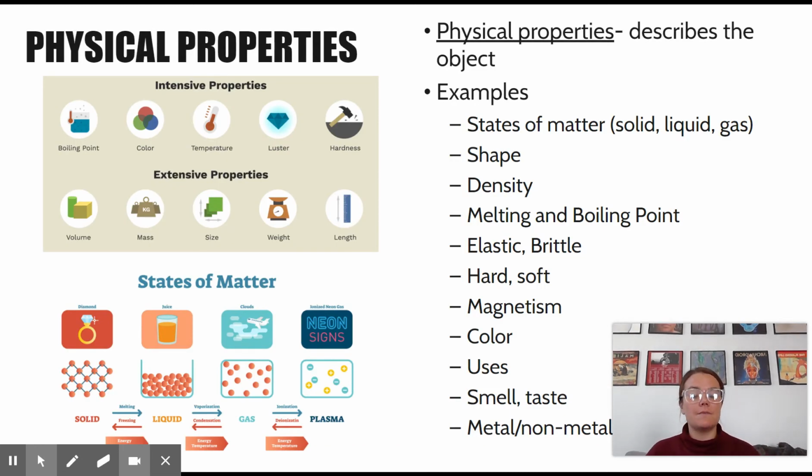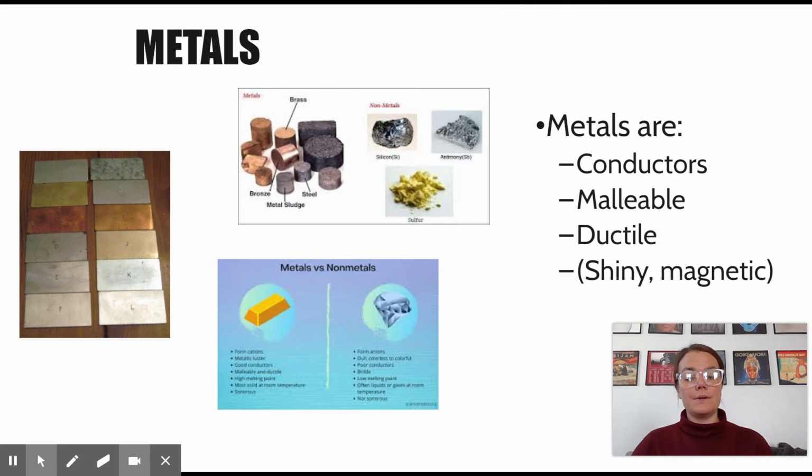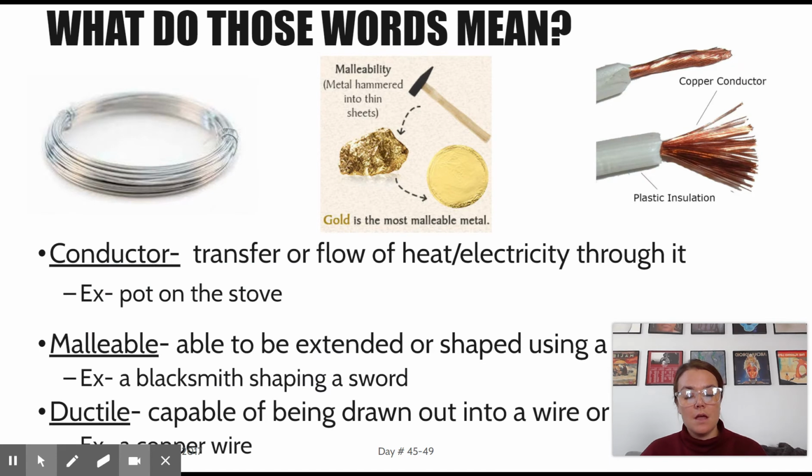So we talked about some physical properties: states of matter, shape, elastic, brittle, hard, soft, magnetic, color, smell, toxic, not toxic, and then metal and non-metal was a big one. So we learned last time that metals are conductors, they're malleable, and they're ductile. That means conductors can allow heat or electricity to flow through. Malleable means it can be shaped. Ductile means it can be spun out into a wire.